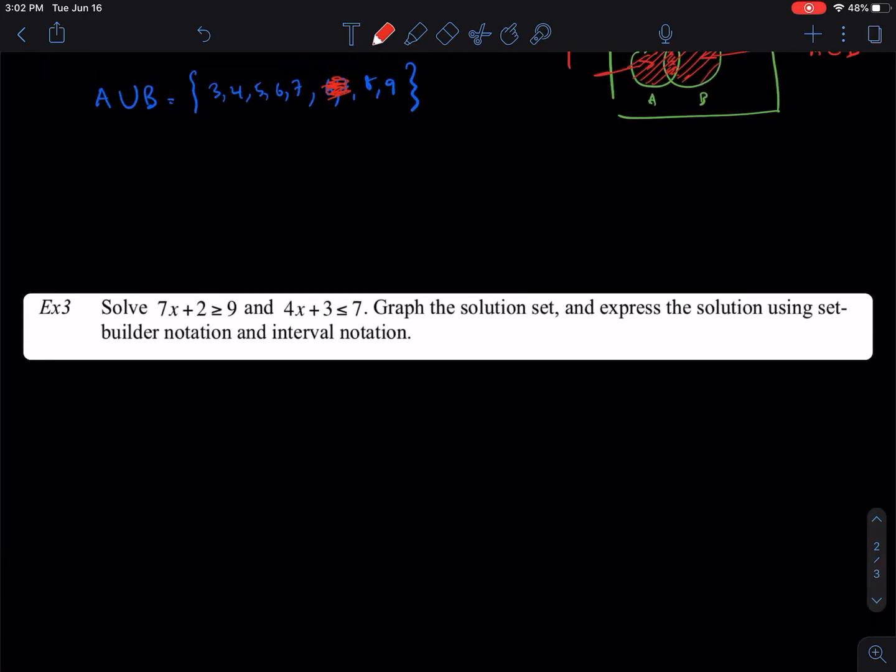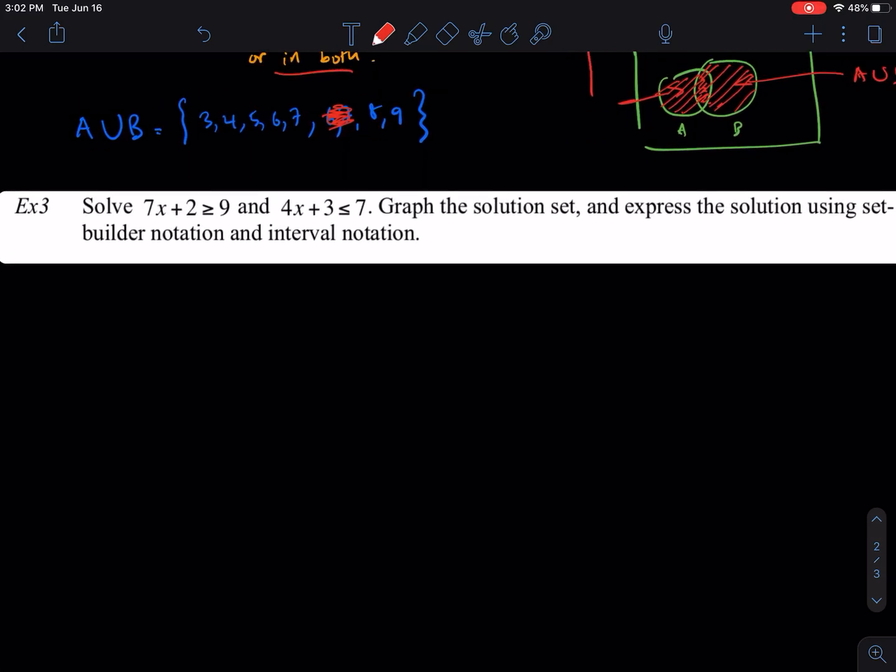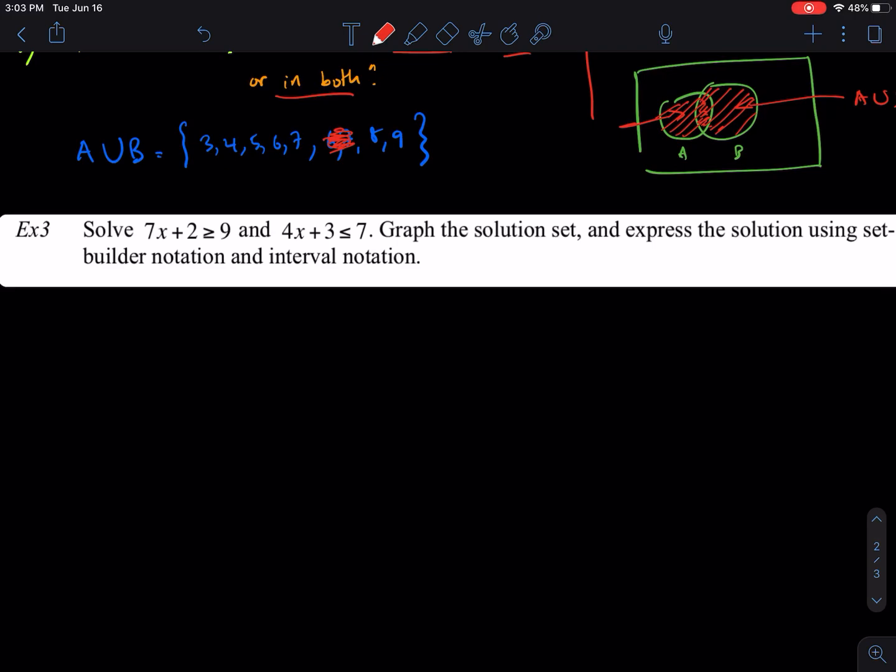Okay, so for the next example, we have two sets. We have this set here, and then we have this set here. These two sets are written in inequality form. So the first thing we want to do is simplify these two sets first, and then we're going to find the intersection of the two sets, and that's what this is saying here.